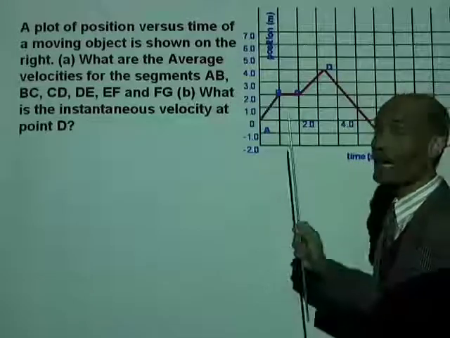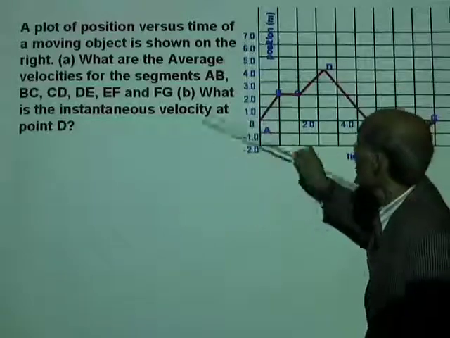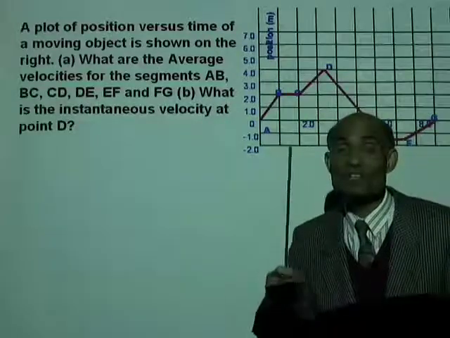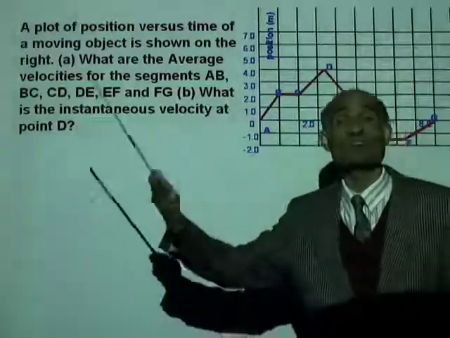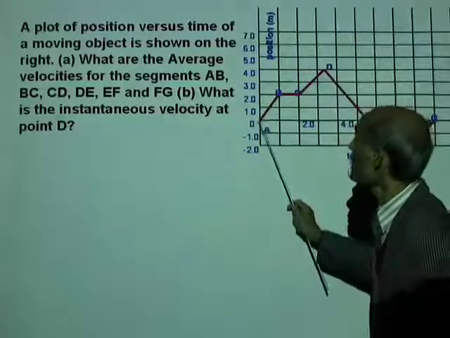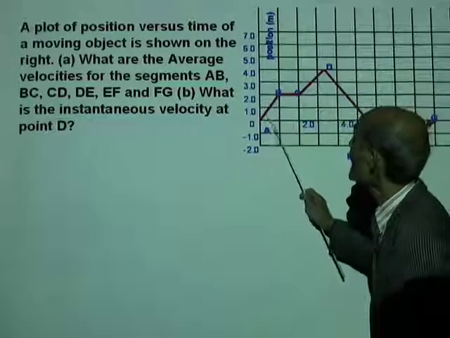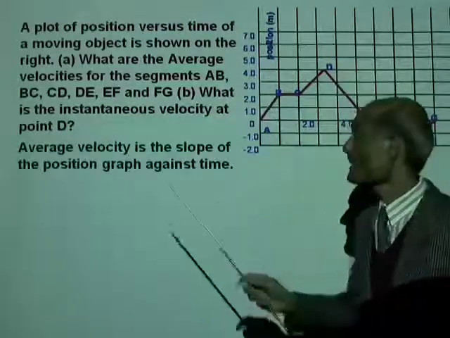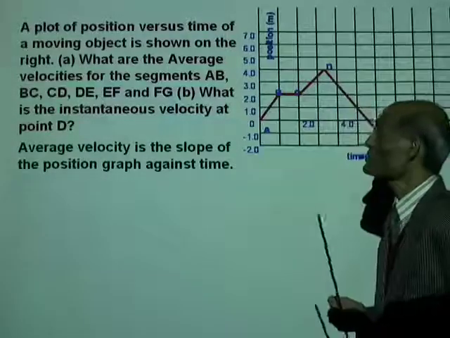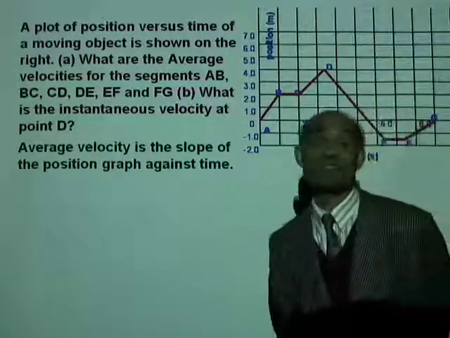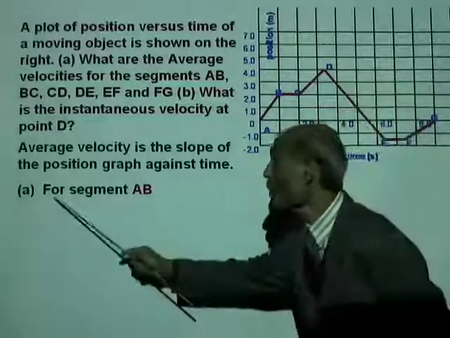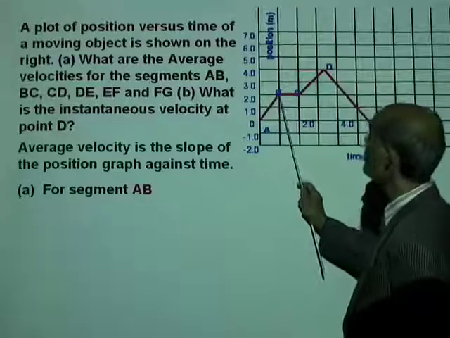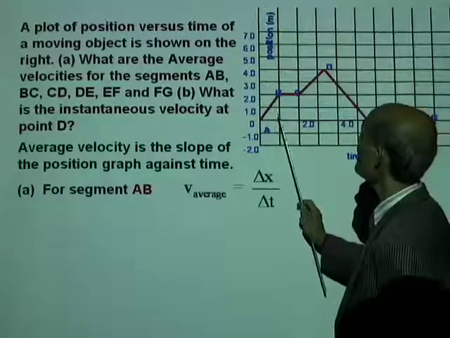Well, you know that if the position against time is a straight line, the average velocity will be the slope of that graph. So the average velocity for the segment AB is the slope of the line AB. Average velocity is the slope of the position graph against time. And therefore, for segment AB, what is the slope? Can you tell me what is the slope of this line AB?